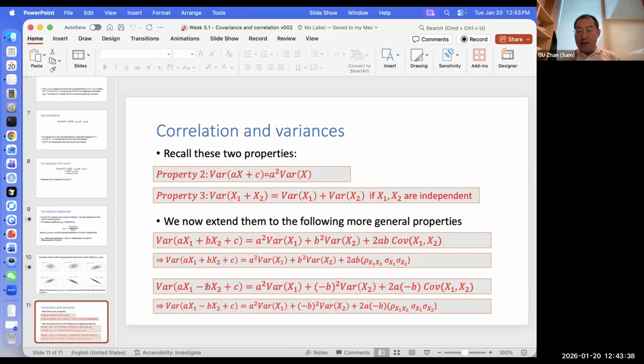Let's say if b is minus 1, it's minus b, then you use minus b squared, you will still get a positive b squared, then 2ab becomes minus 2ab. So these are some of the formulas that concern two random variables, their variance, and their relationship. Okay, we'll look at 5.1.